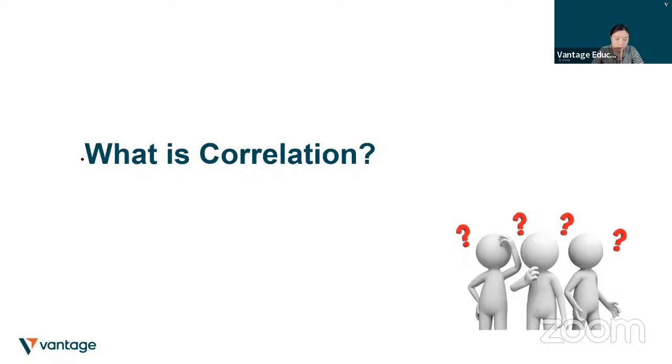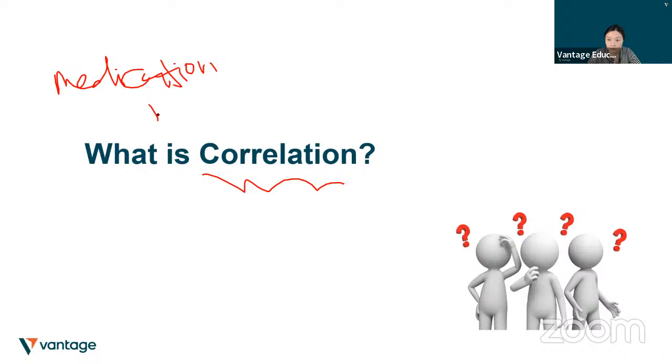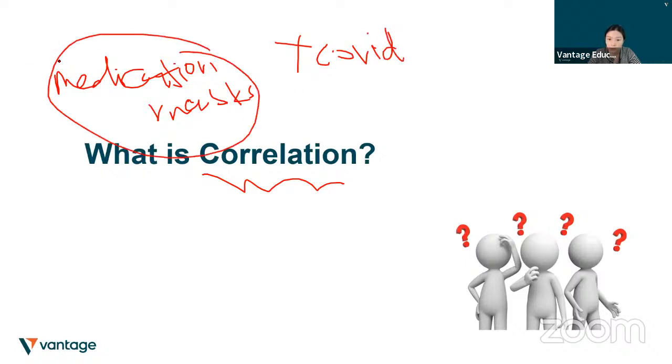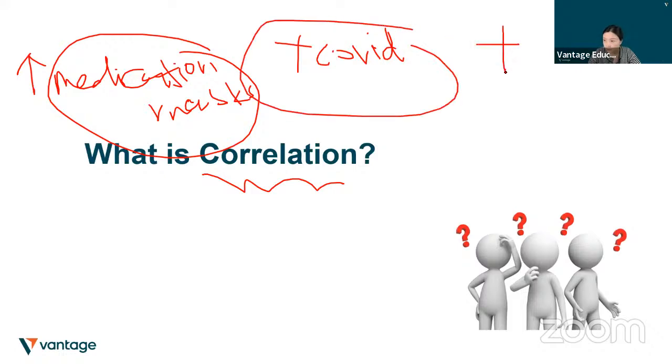I'll give you some examples. Say I mention COVID. What is correlated to COVID? People will say maybe medication, masks. These are correlated because when COVID patients increase, all of these will increase as well. So they are positively correlated.